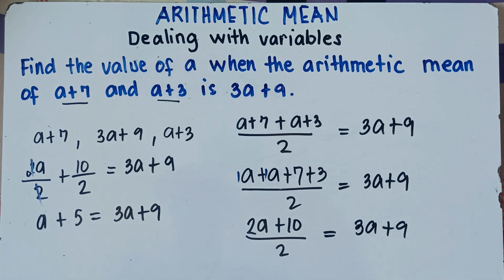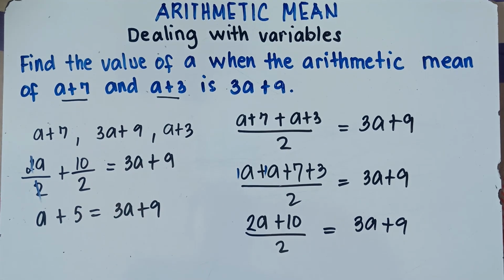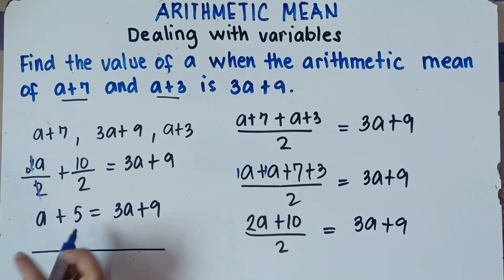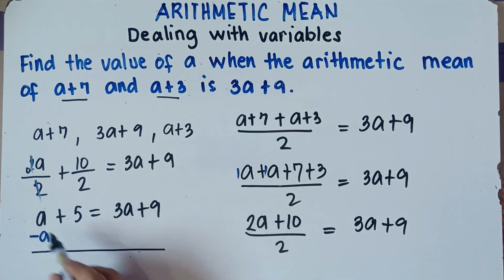First solution, we can do the properties of equality. But once again, class, most of the students are so confused with these properties of equality, so we will have two solutions, class, for you to choose. So first solution, we can do the subtraction property of equality. To get the value of a, we can subtract both sides by a so that we can cancel this out.